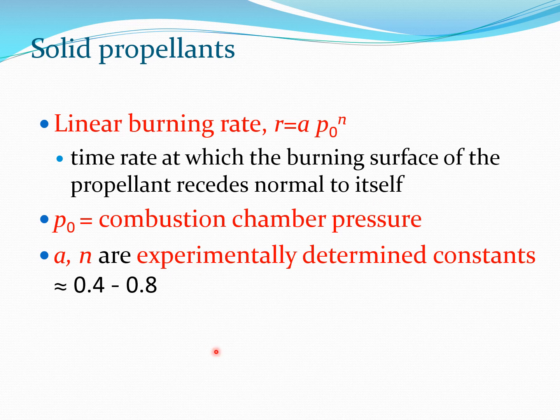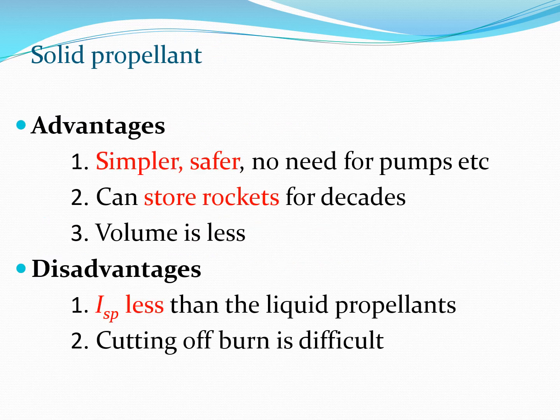Here P0 is the combustion chamber pressure, and a and n in this equation are experimentally determined constants. These are typically 0.4 to 0.8 in value.